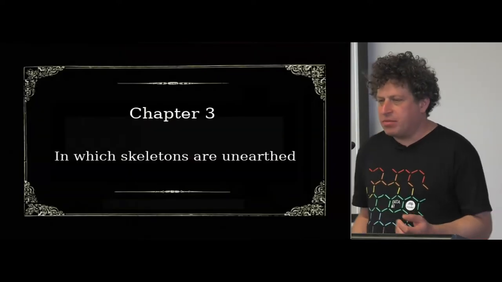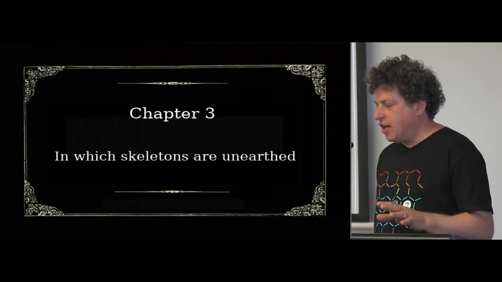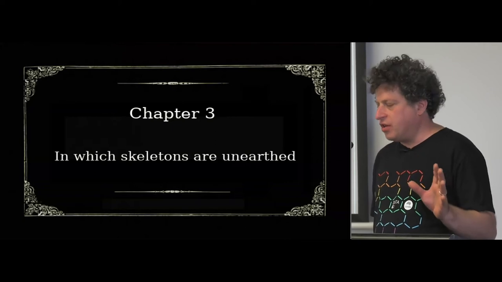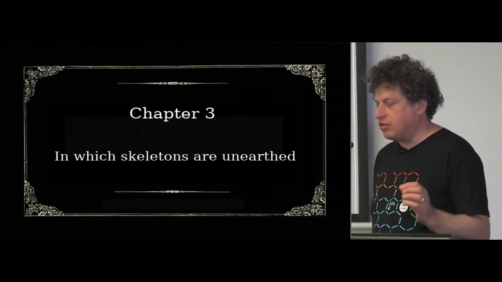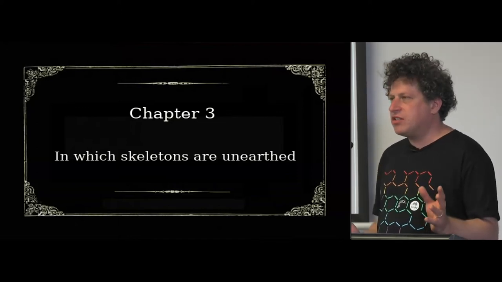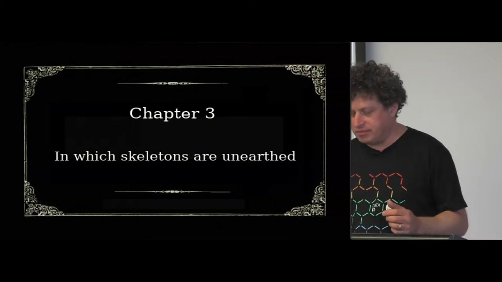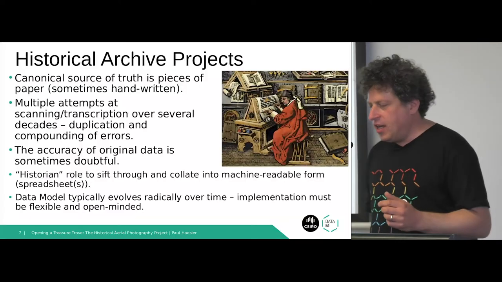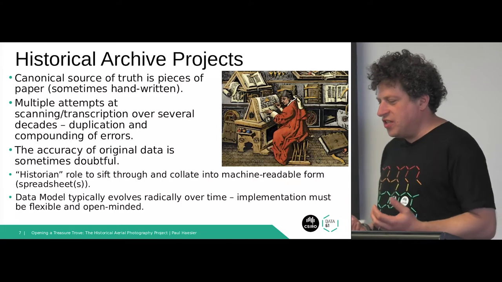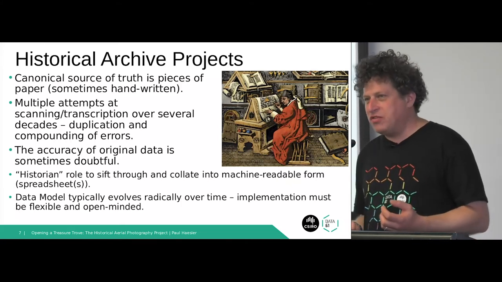This is the second Platforms for Open Data project that I've worked on, based on a historical archive. The previous one was to do with historical electoral data from the Australian Electoral Commission. So this seems like a good opportunity to make a few general observations about features common to working with historical archive data. The canonical source of truth is inevitably pieces of paper, and they're often handwritten and quite difficult to decipher.